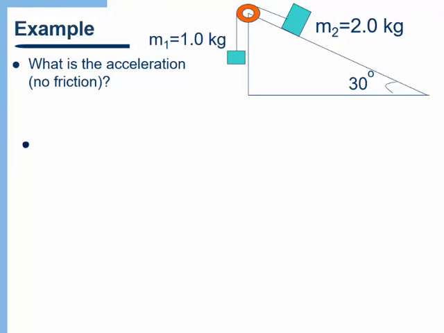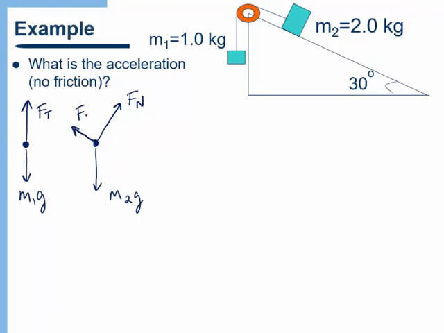Object number 1, very straightforward. We've got the tension in the string acting up on the object. Remember, we use F subscript T for tension. And we have the weight of the object, m1g, acting down. Now, for object number 2, it's going to look fairly similar to the last problem that we looked at. We've got the normal force that is perpendicular or normal to the surface. We've got the force of gravity, m2g, which is straight down. But now we also have a force this way, which is the tension.